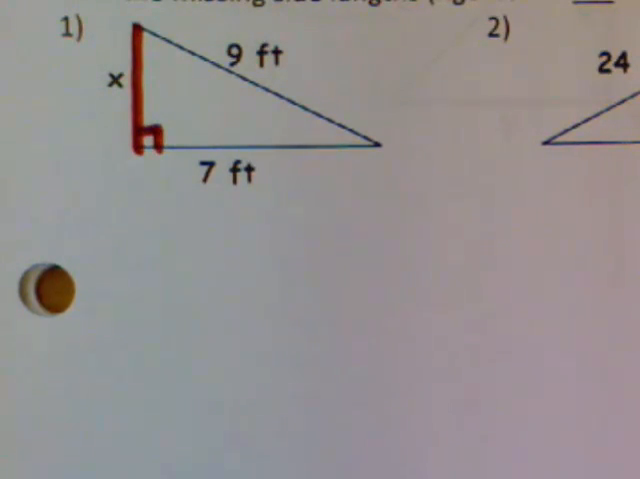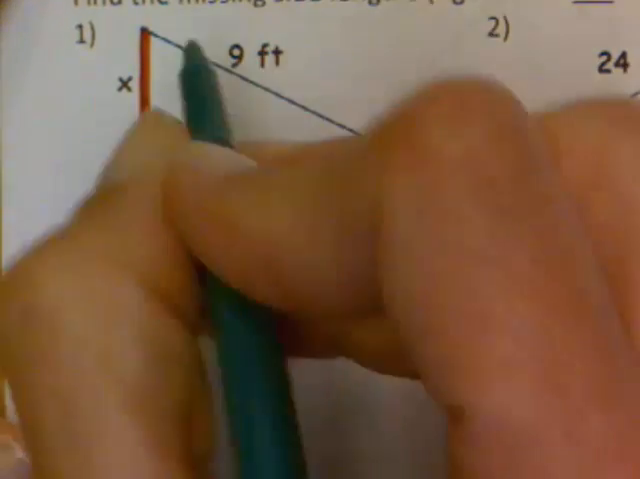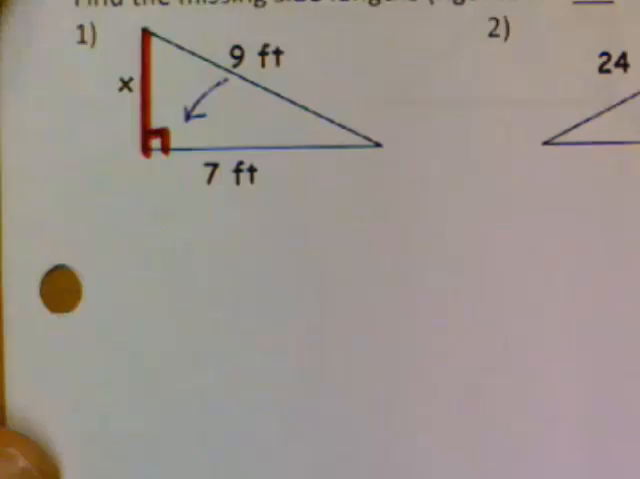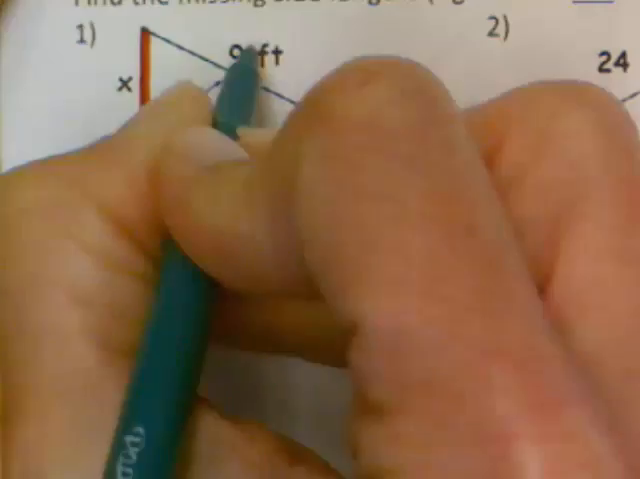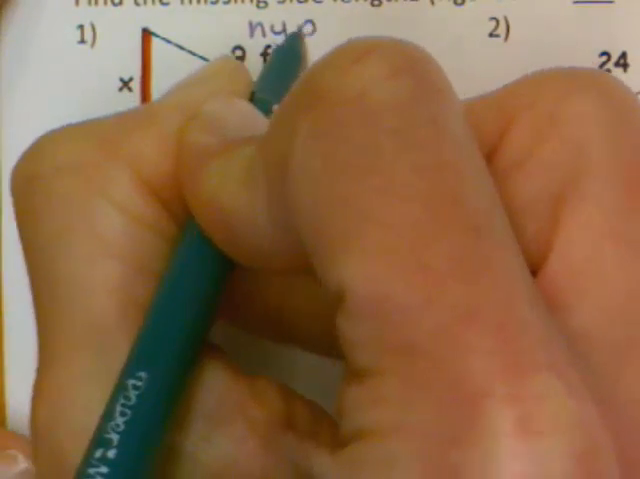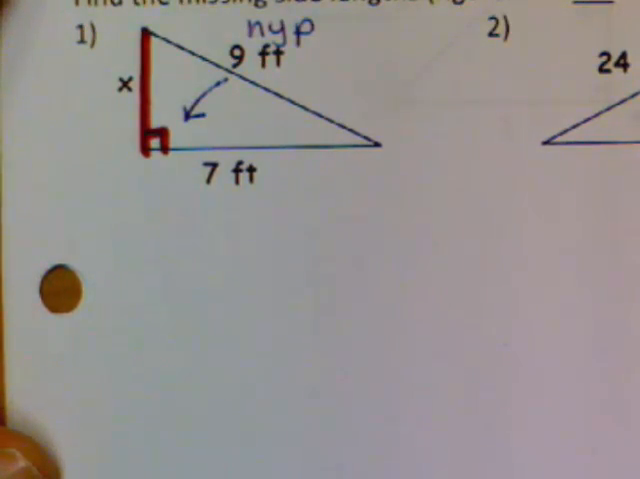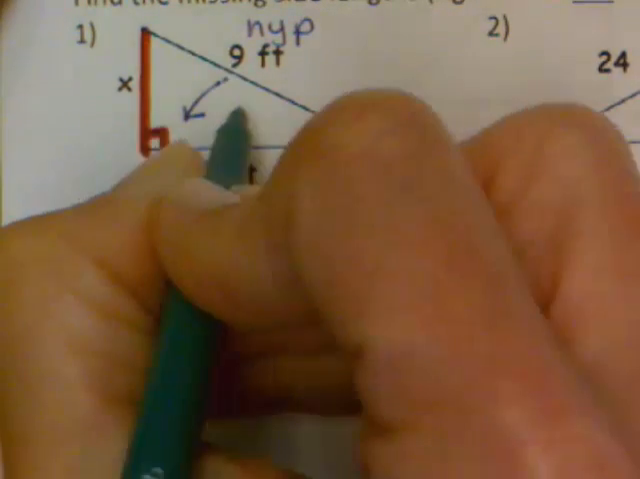So let's first label our sides in terms of A, B, and C. We can also label in hypotenuse, wherever the hypotenuse is. The hypotenuse, remember, is always opposite the right angle. So in this case, 9 feet, that's our hypotenuse, and I'll just abbreviate with hyp. That's important. So that tells us that that side length is C.